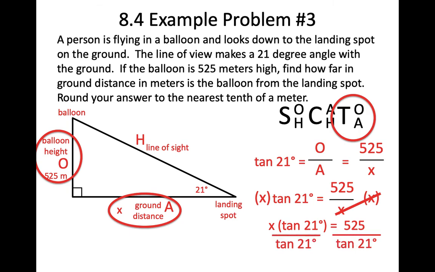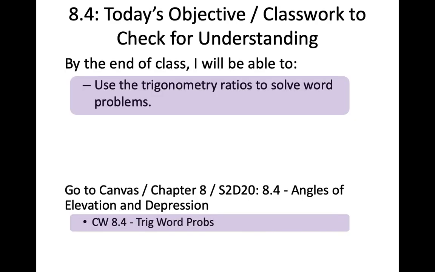Divide both sides by tangent of 21, and the tangent of 21's cancel, so I know x equals 525 over the tangent of 21, which is equal to about 1367.67, but the question is asking us to round to the nearest tenth, so that would be 1367.7. Right, now that we've gone through some example problems, you guys can try some problems like this in your classwork 8.4, Trigonometry Word Problems.